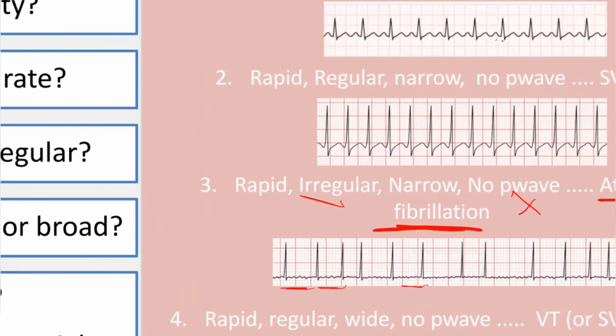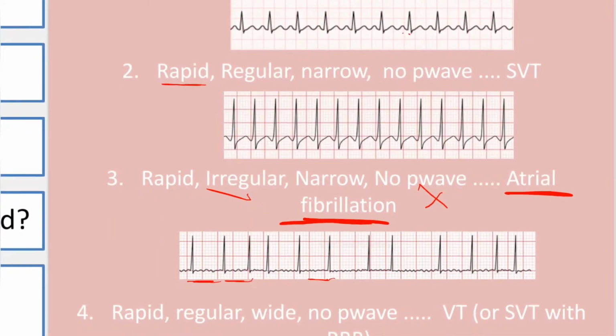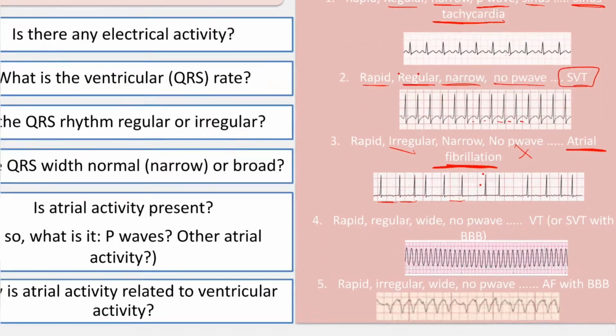Another important case is SVT. In SVT, it is a rapid heart rate, a regular rhythm, a narrow QRS, and there is no P wave. This is just a T wave. There is no P wave. In this case, it is supraventricular tachycardia. So this is the third most common.